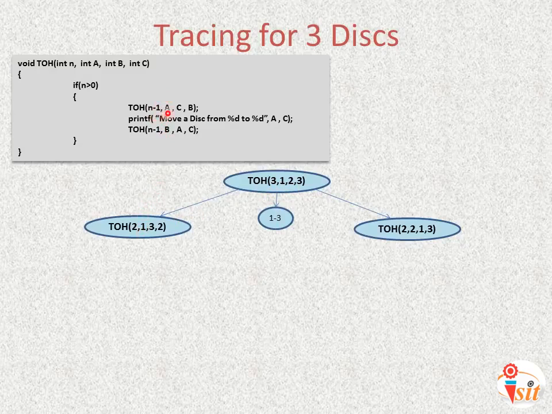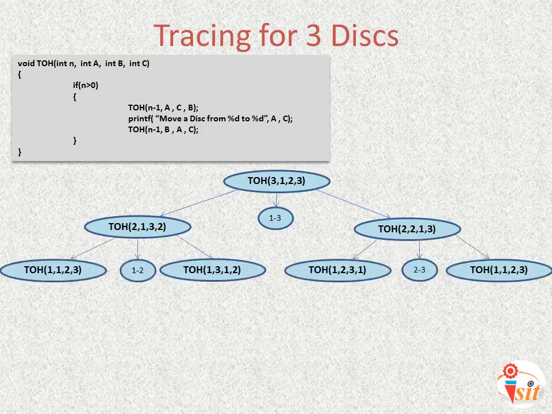n minus 1, A, C, B. So n minus 1 from 3 is 2. A, C, B, so 1, 3, 2. The next is printf A C, 1, 3. Then again a recursive call, n minus 1, B A C. So 2, this is B, this is A, and this is C. Then again these two recursive calls have to be expanded. So they are expanded like this.